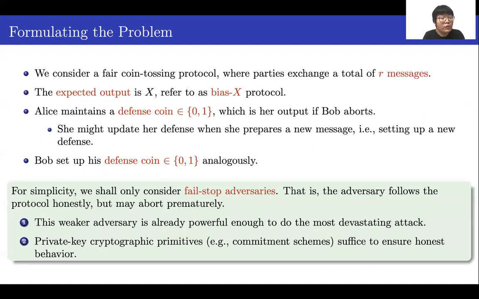And also, we will make one simplification that we shall only consider fail-stop adversaries. That is, the adversary follows the protocol honestly, but may abort prematurely. This simplification can be justified by the following two reasons. Firstly, this weak adversary is actually already powerful enough to do the most devastating attack. Secondly, by using private key cryptographic primitives, we can ensure honest behavior.